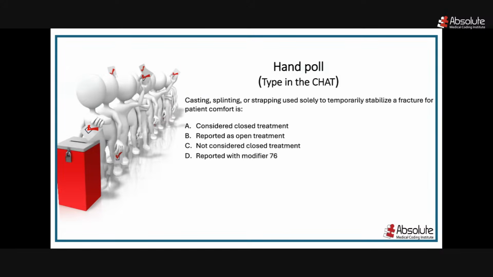Next one. Casting, splinting, strapping used solely to temporarily stabilize a fracture for patient comfort. Is this considered as a closed treatment? Or option B, report as an open? Option C, not considered as a closed treatment? Option D, reported with modifier 76. What do you say, coders?